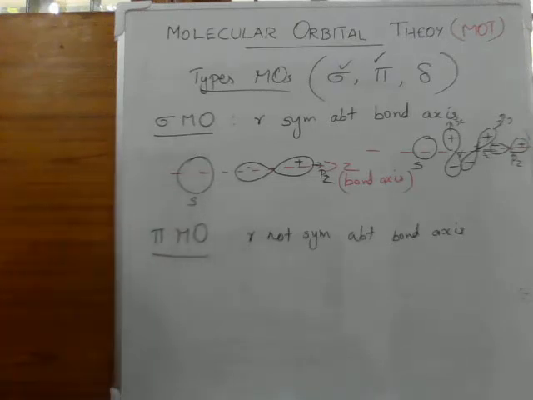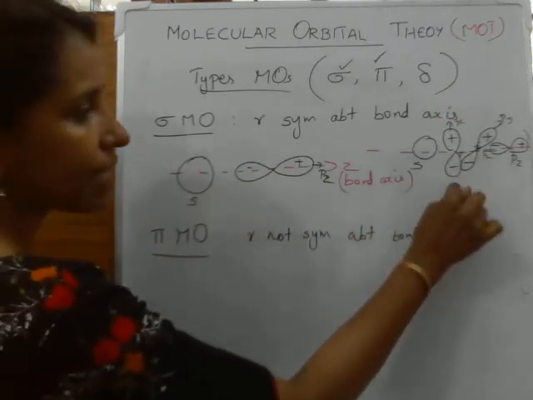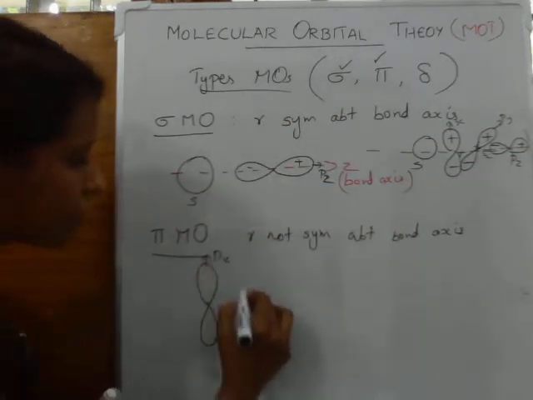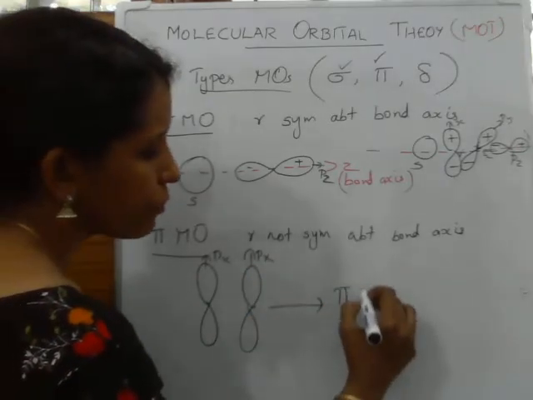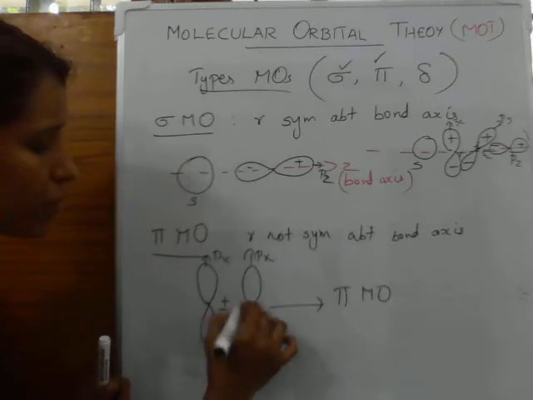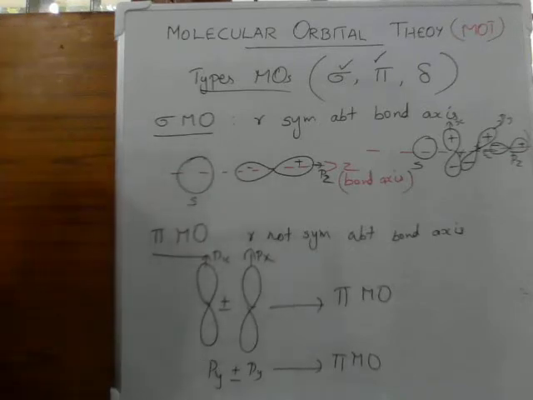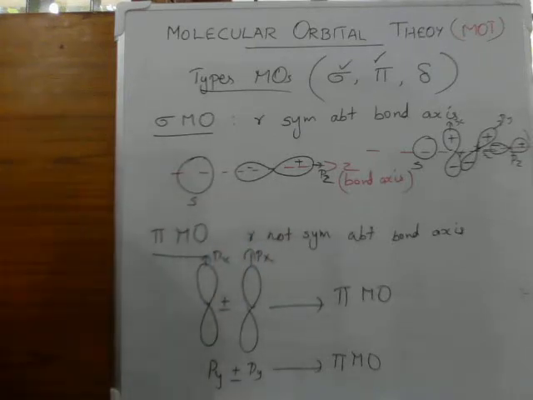Now coming to pi molecular orbital, these are not symmetric about the bond axis. So which are the atomic orbitals which form pi molecular orbital? Px and py. If two px atomic orbitals are combined, what do we get? We get pi molecular orbital. Similarly, two py atomic orbitals when combined also result in pi molecular orbital. Clear, children? S atomic orbital and pz atomic orbitals form sigma molecular orbital.